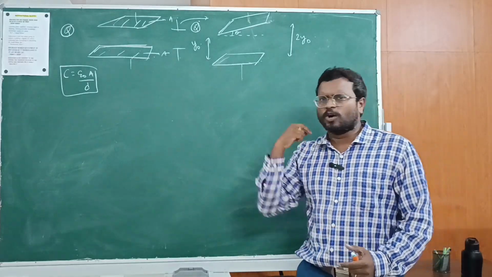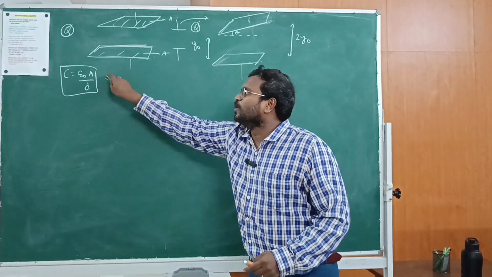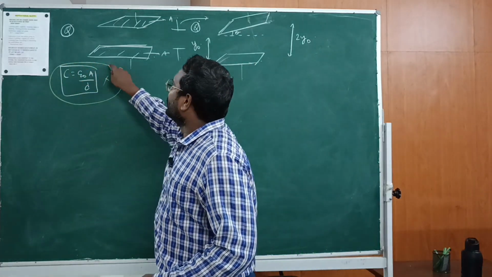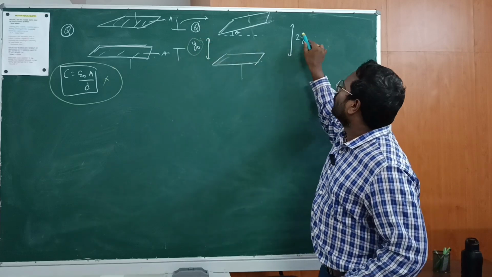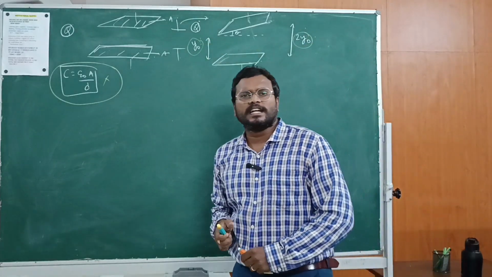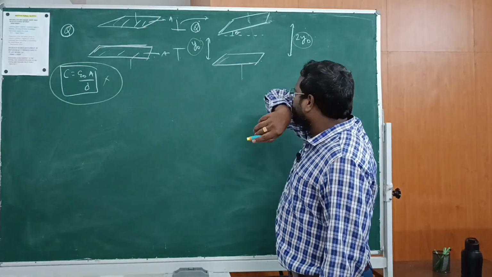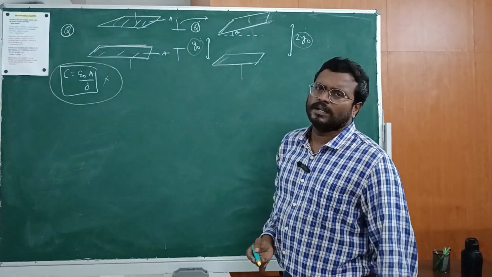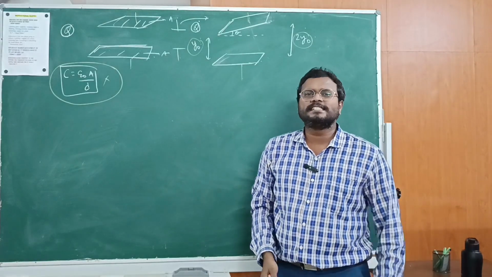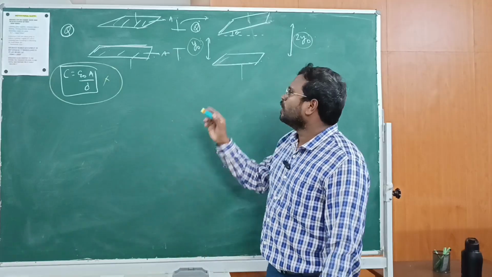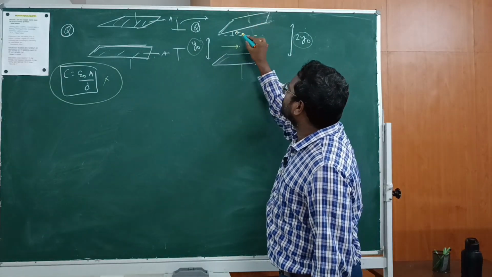Is it going to be the same epsilon naught A by d as this? No, because here the distance is varying from y naught to 2y naught. For these kinds of problems, we must always choose an element at a distance x, then find out the capacitance of the small element, and then integrate it.